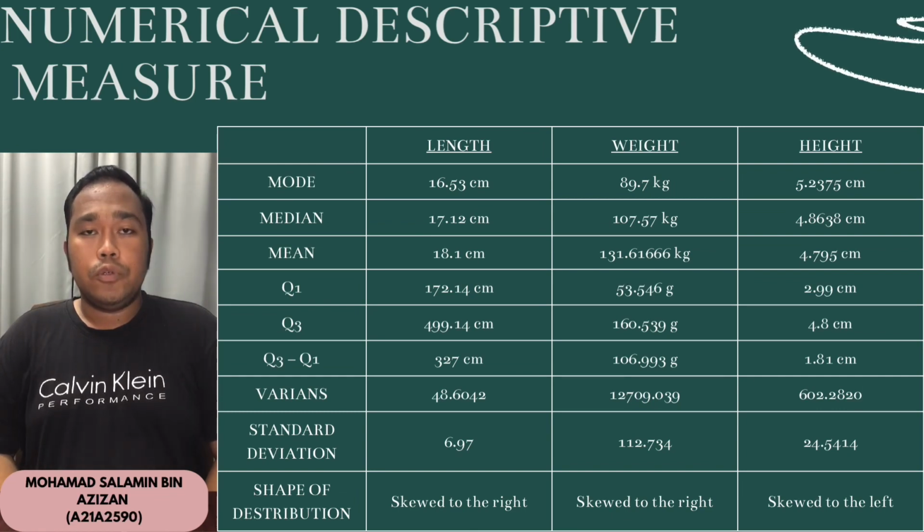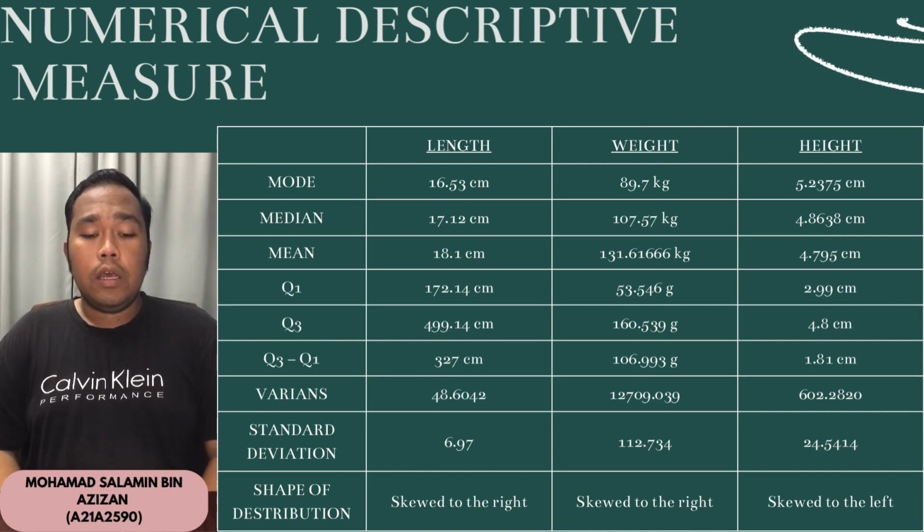Today I'm going to present to all of you about numerical descriptive measures. We're going to go through them one by one, starting with length, weight, and height. We start with length. The mode for length is 16.53 cm, the median is 17.12 cm, the mean is 18.1 cm.